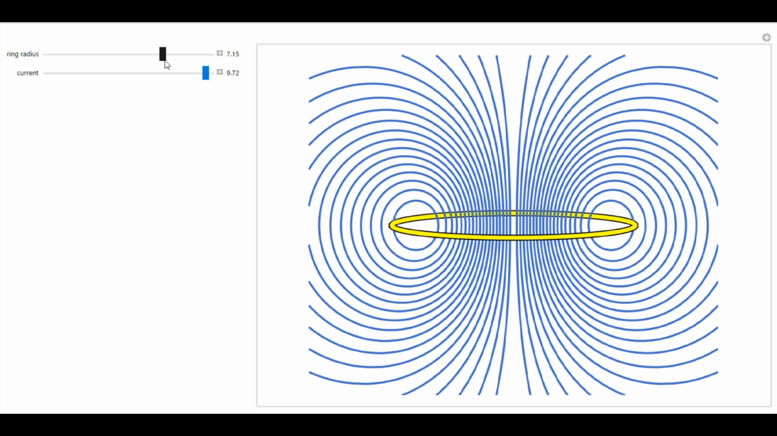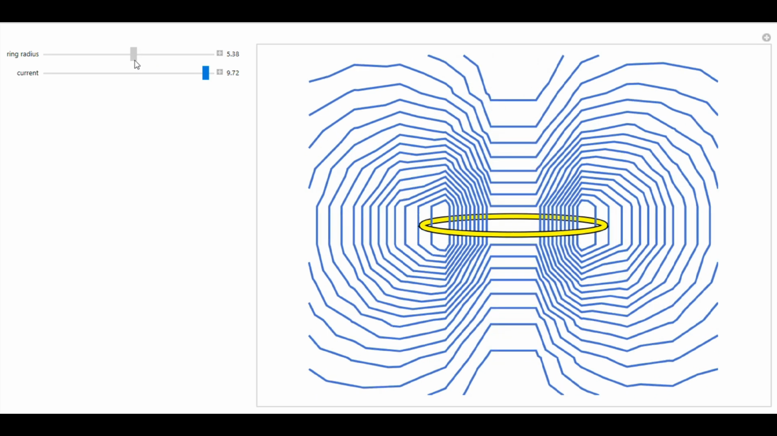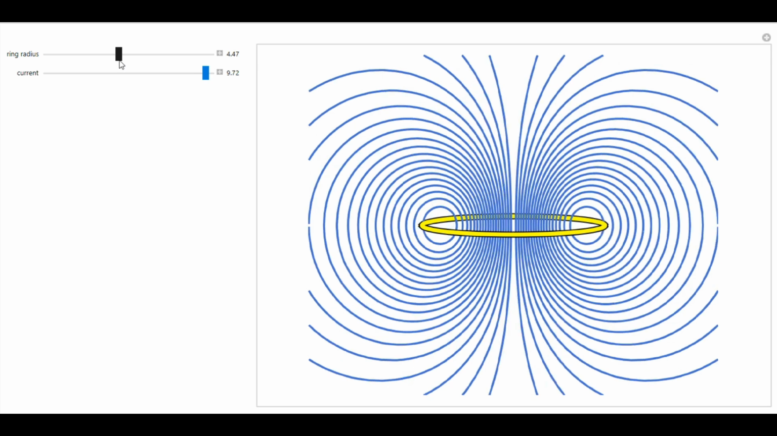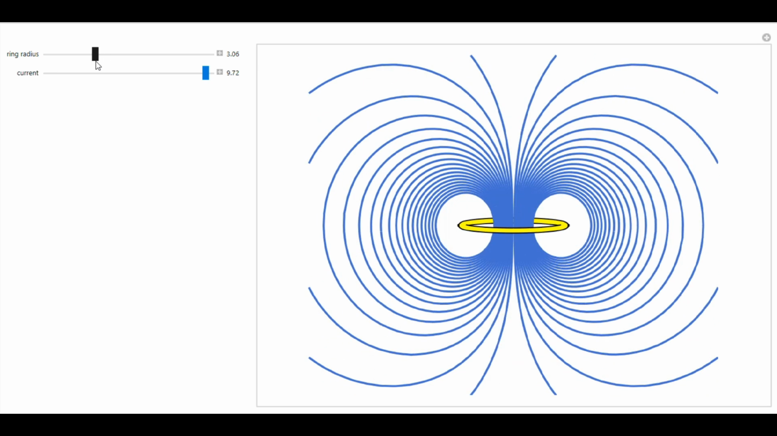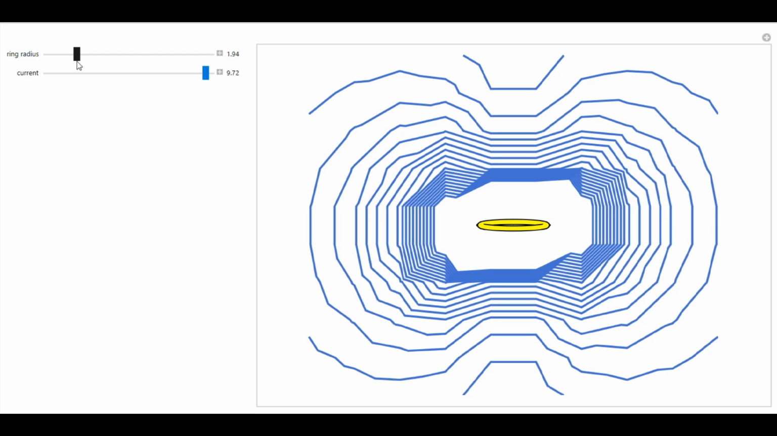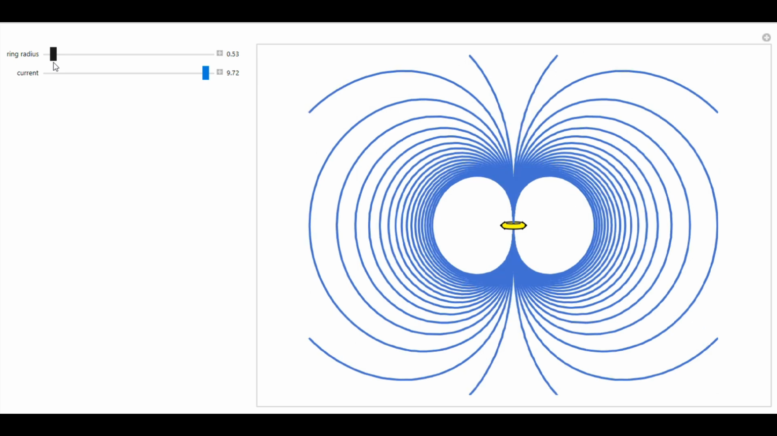Chapter 11. The Role of Symmetry. One of the most striking features of the magnetic field produced by a current-carrying loop is its symmetry. The field is cylindrically symmetric, meaning it looks the same no matter how you rotate the loop around its central axis. This symmetry simplifies many calculations and makes it easier to predict the behavior of the field.